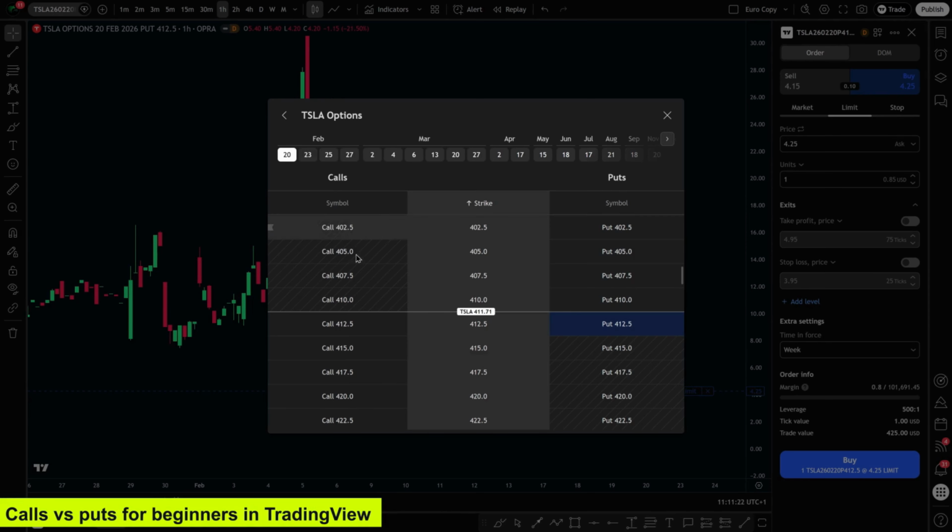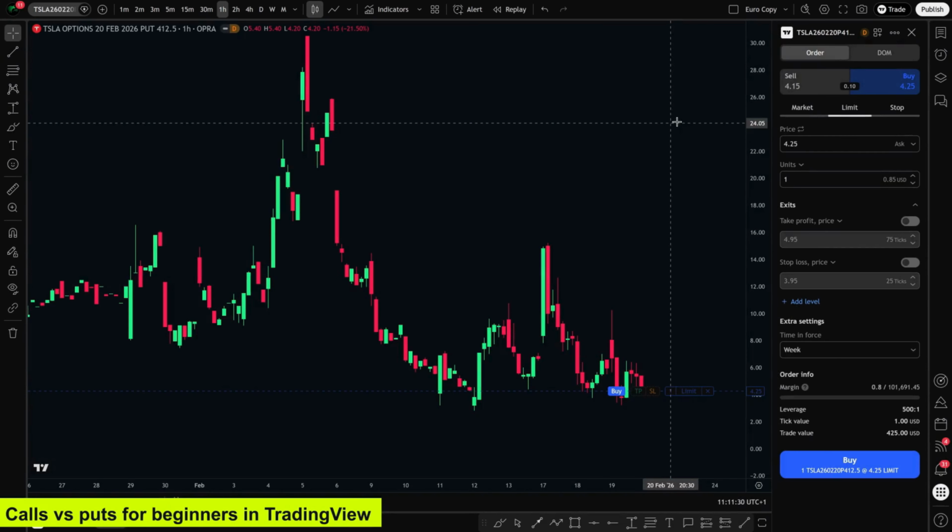For example, if you expect a breakout above a resistance level, you go for call options. If you expect a breakdown below a support level, you go for put options. But remember, you are not buying the stock itself. You are buying a contract that increases or decreases in value based on price movement.